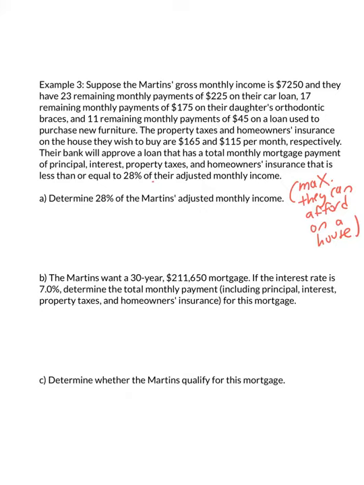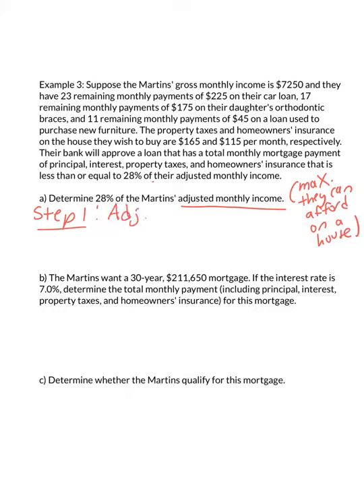So the numbers, because I know the question threw a lot of numbers at us, but the numbers that are going to be important then are dealing with the money they're bringing in, their gross income, and the debt they're paying out each month that they're obligated for a while to pay out. So first, step one, because it says 28% of the adjusted monthly income, let's figure out what that adjusted monthly income even is.